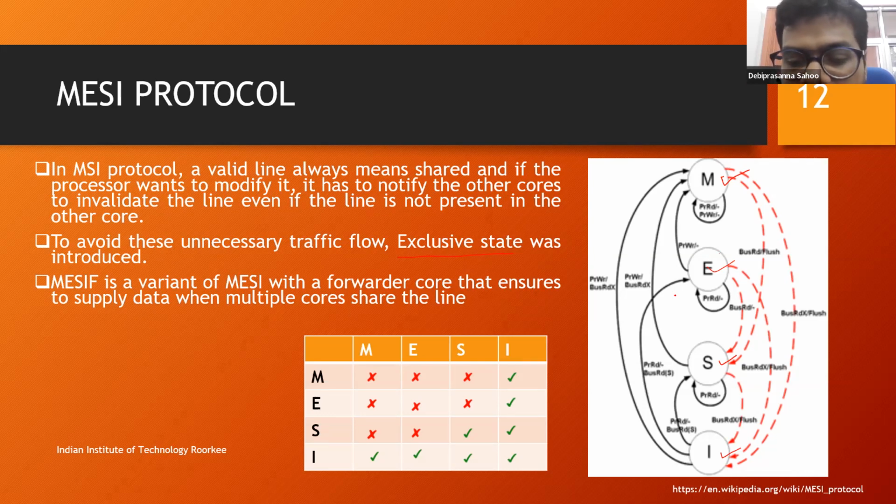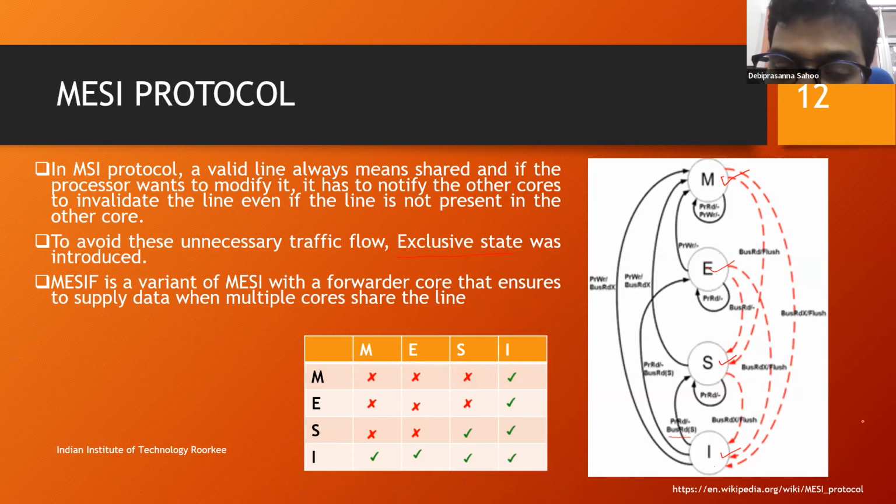So let's look at the transactions. Let's say you are one of the processors and I am one of the processors. Right now, for that same particular address, no one has the line. So both of us are in invalid state. You are in invalid state, I am in invalid state. I generate a read. When I generate a read, I'm going to have a miss because I'm in I state. Because I got a miss, I'll generate a bus read signal.